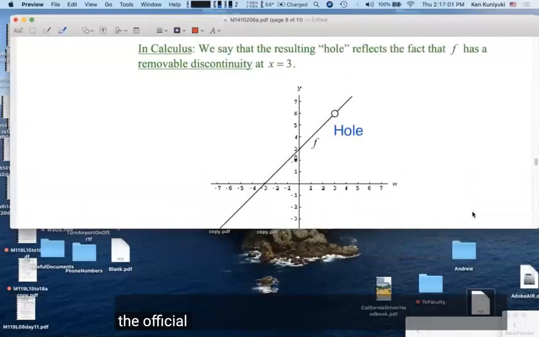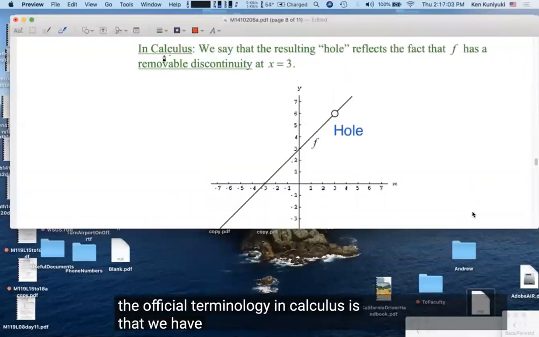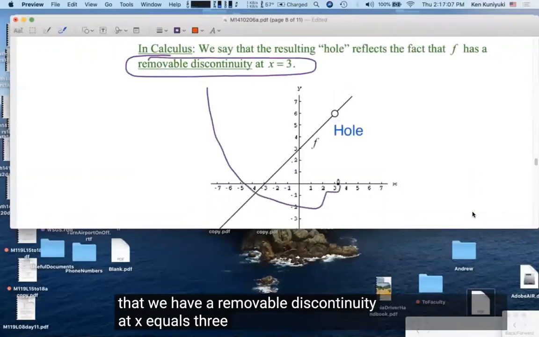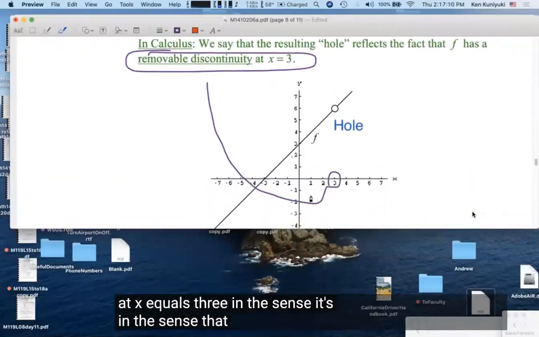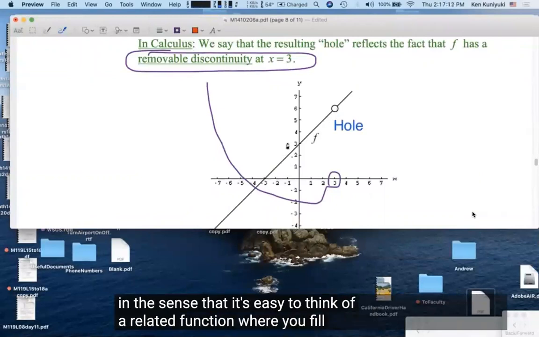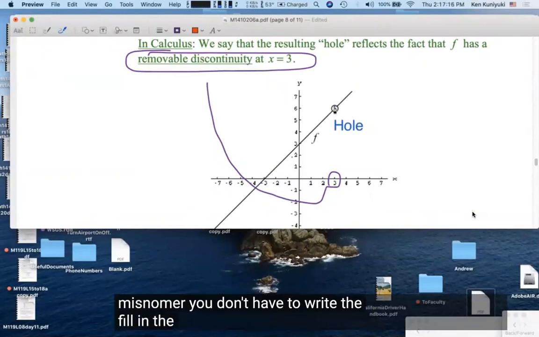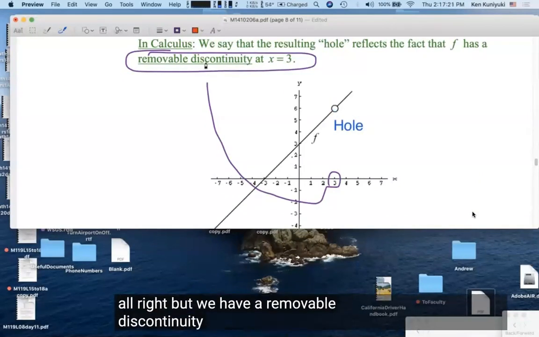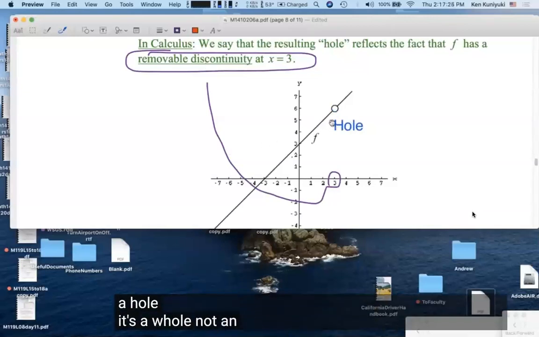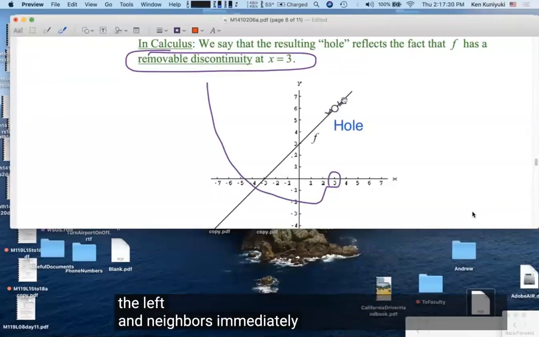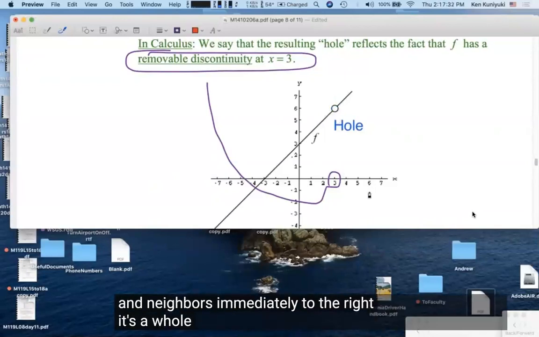The official terminology in calculus is that we have a removable discontinuity at x equals 3, in the sense that it's easy to think of a related function where you fill in that hole. Personally, I think that's a bit of a misnomer. You don't have to fill in the hole just because you feel like it. But we have a removable discontinuity at x equals 3. We have a hole. It's a hole, not an open endpoint, because we have neighbors immediately to the left and neighbors immediately to the right.